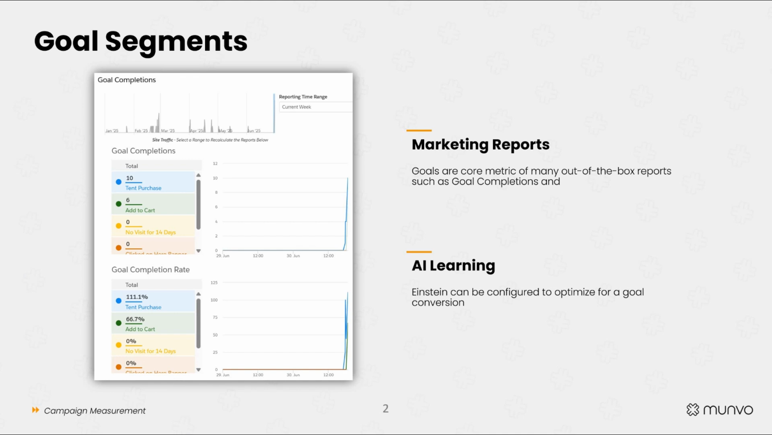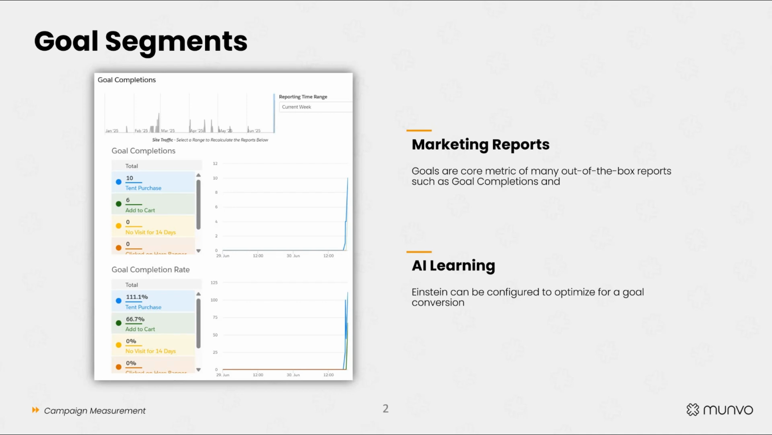Speaking of KPIs and measurement, goal segments are Salesforce's way to accomplish this. You'll be able to set up a segment and then register this as a goal, and then utilize that goal through various reports. For example, this report shown here is the goal completions report, allowing you to see over time the number of goal completions that happened, as well as the completion rate for the campaign audiences. There are many additional reports within the tool that work out of the box once you've set up these foundational metrics.